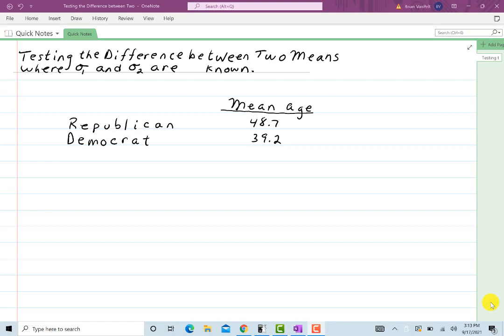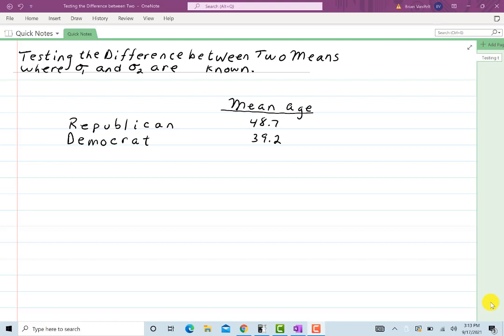To start things off as easy as possible, we're going to assume that we know the standard deviations of the populations. And then, as you can imagine, we'll work from there. But this is so that we know what we're talking about here. We're talking about the easiest case where sigma 1 and sigma 2 are known.